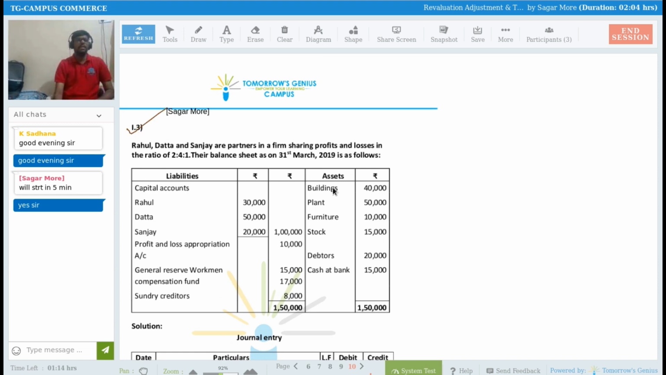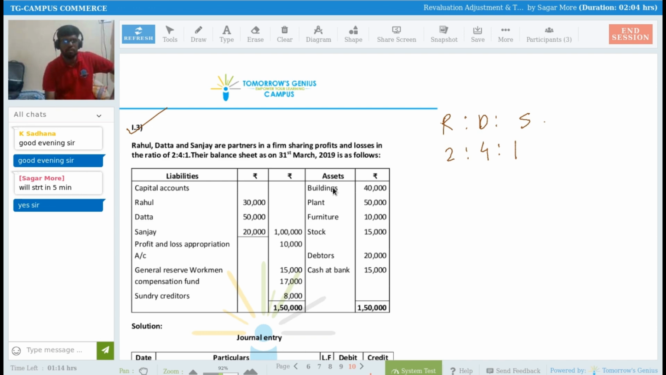The question is given to me, and the balance sheet is available in the question. What they are saying is that Rahul, Datta and Sanjay are partners in the firm. They are sharing the profits and losses in the ratio of 2:4:1. Their balance sheet as on 31st of March 2019 is as follows.